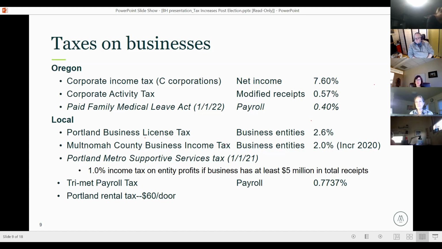What that means is that each entity gets kind of this $5 million in total receipts threshold. So if the entity doesn't have $5 million in total receipts, it's not subject to this 1% entity level tax. Then, of course, we have the TriMet payroll tax that's a little over 0.75% of payroll and the Portland rental tax at $60 per door. I don't believe that was passed by the voters, so the city council could increase that, I believe, just by a majority vote of the city council.